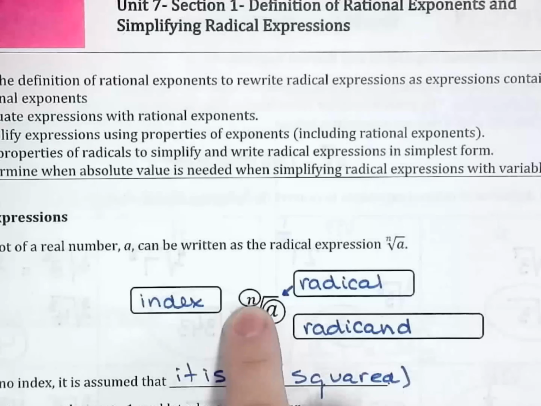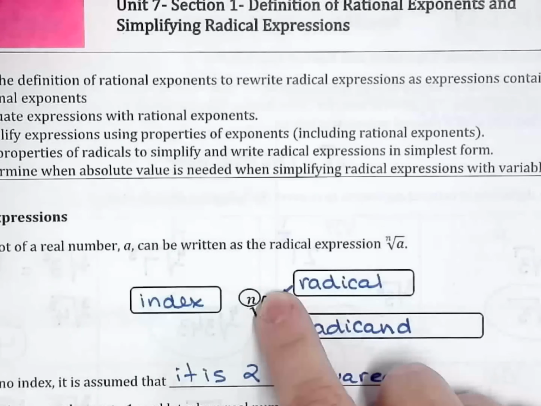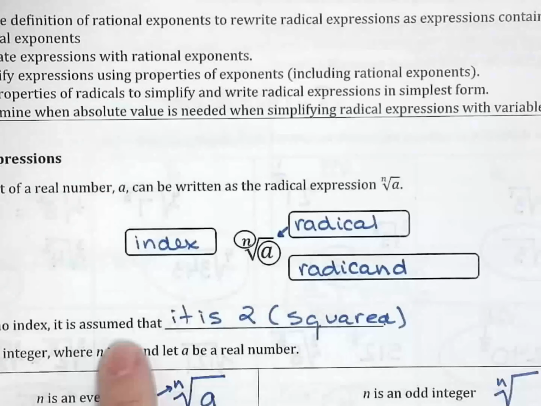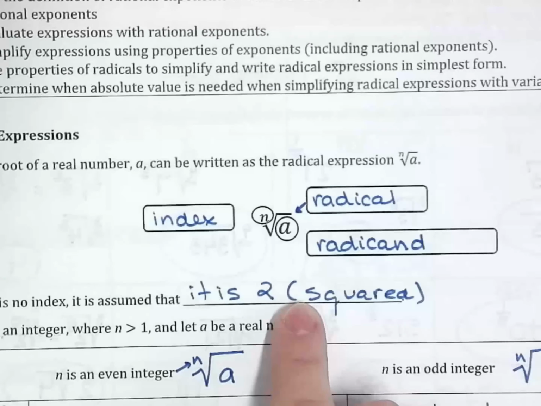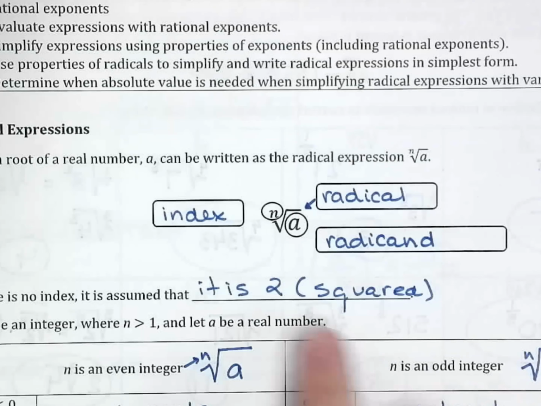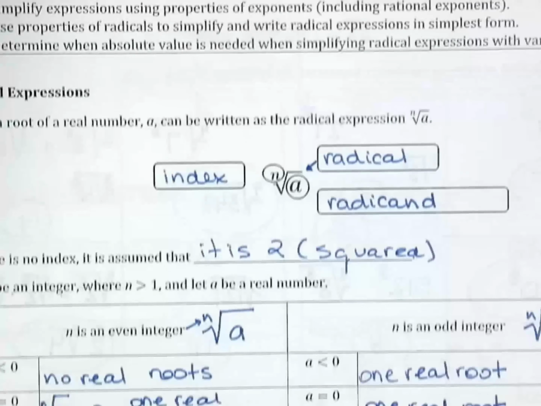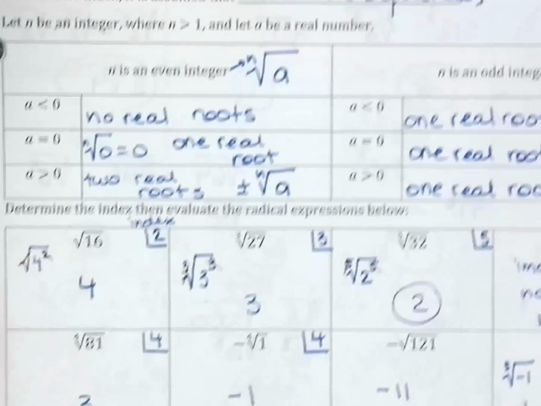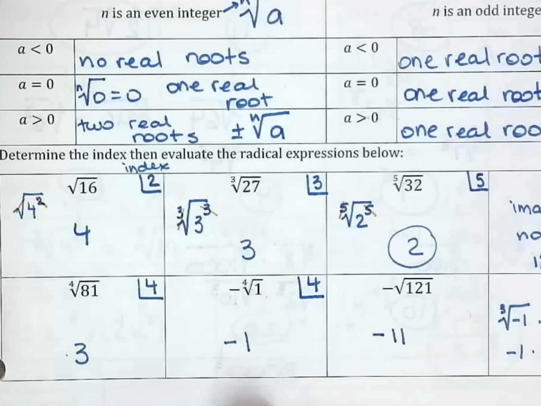The index is that number right there that goes on the root. The number under the root is the radicand, and you have, of course, the radical. The default is always 2. That's why we're used to the square root. So when you just have the square root, that's why it's the default. So what does it look like? So here are our examples.